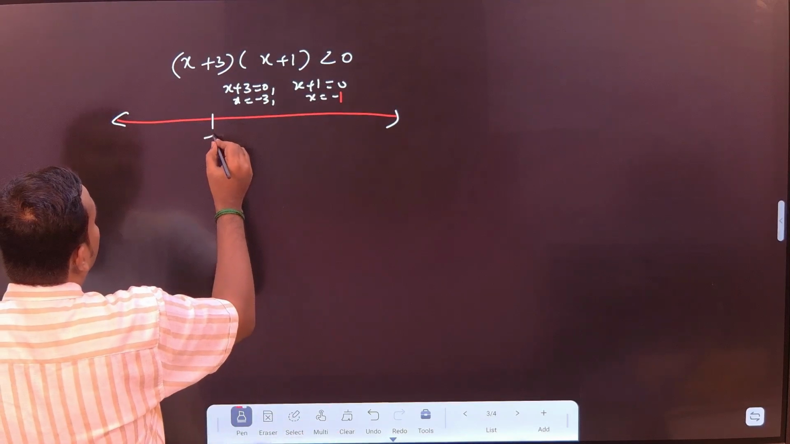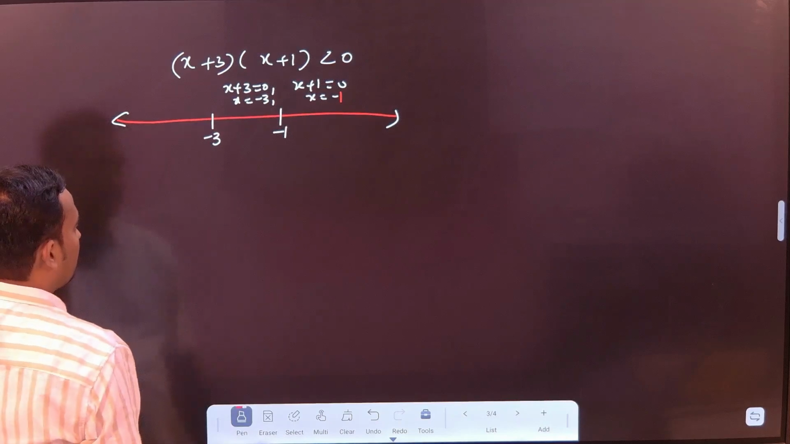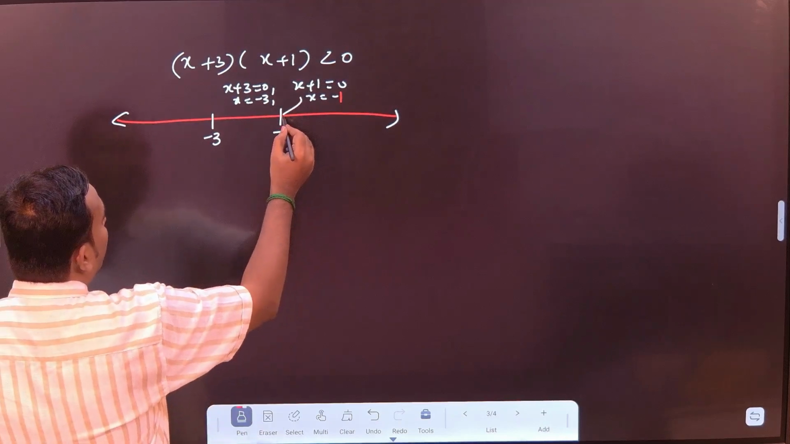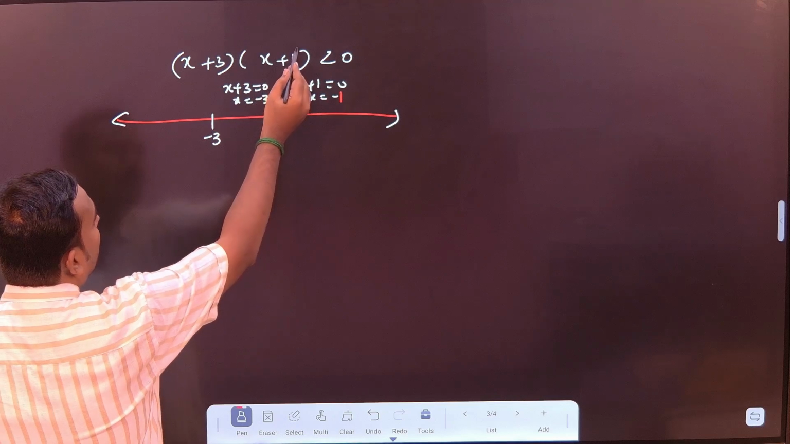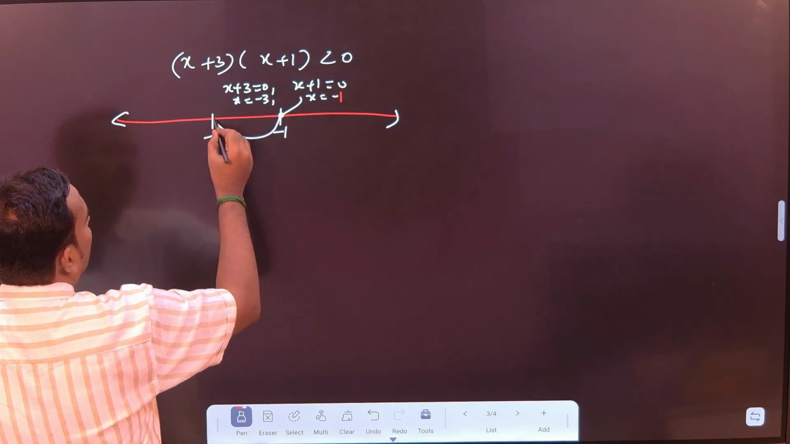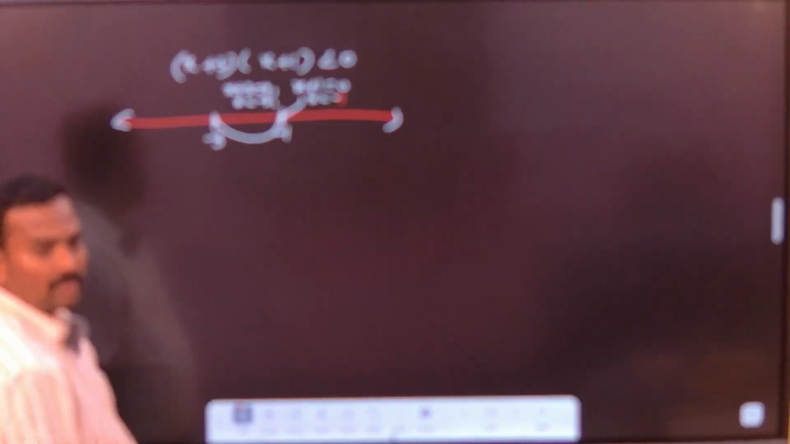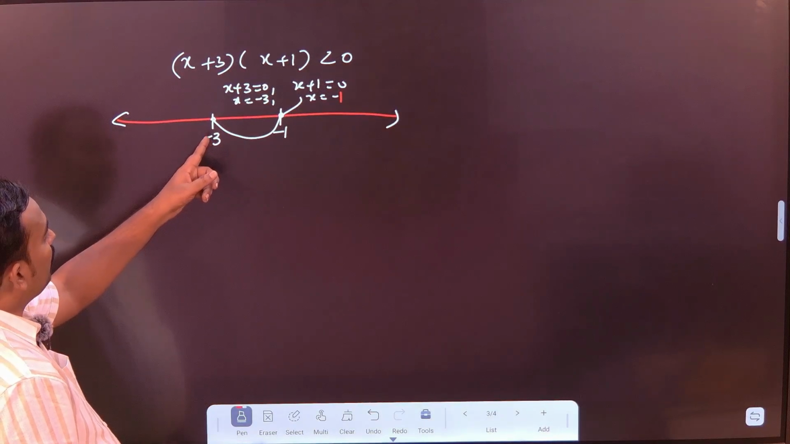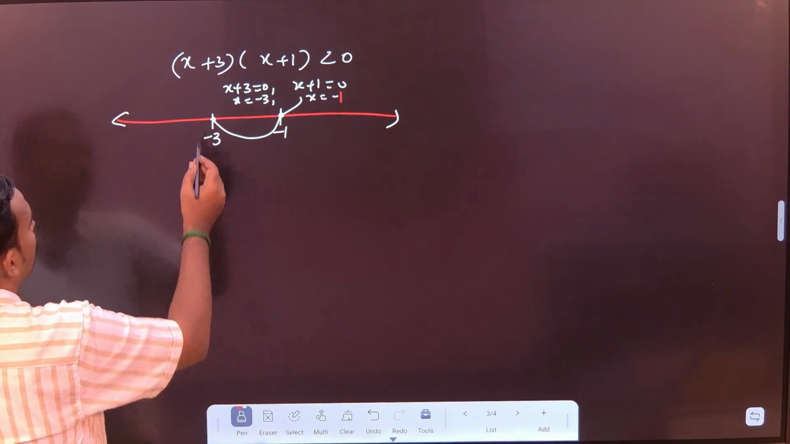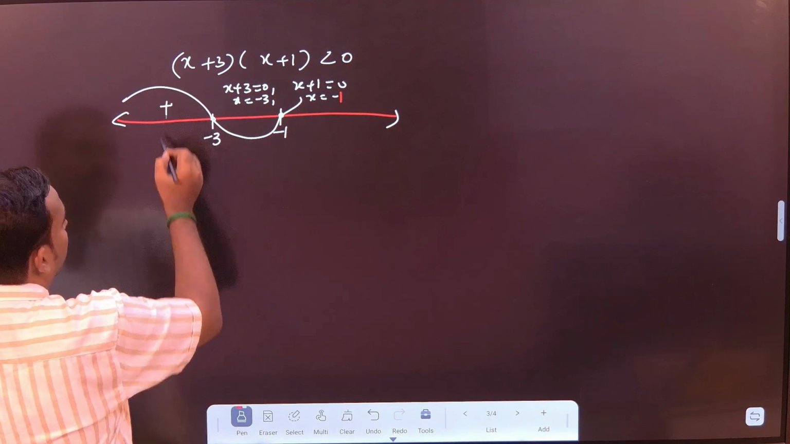Let us take minus 3 here, minus 1, right? So you can start with a positive. The minus 1 is an odd power here, therefore change the sign. So minus 3, again an odd power, so you change the sign, so it will be positive.